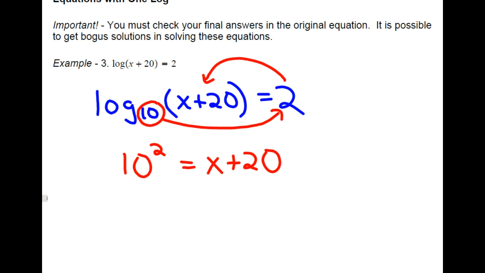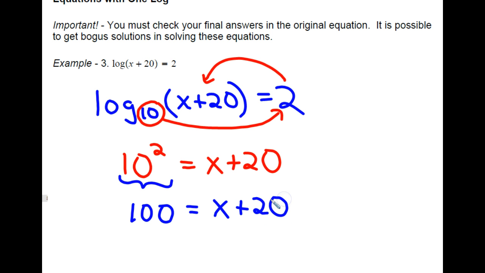So we'll go ahead and simplify the left-hand side. We have 10 squared, which is 100, equals x plus 20. And it's a very simple, nice, linear equation. Solve for x by subtracting 20 from both sides. And we get that x is equal to 80.